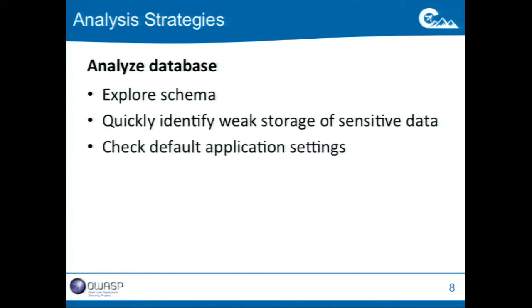So I'm going to be going through several analysis strategies that you can use when you're reverse engineering a large application like this and doing a deep pen test. The first one's very simple. Look at the database. The VM has a database server running on it. It's obviously Oracle. There's tons of applications on it, so look for weak storage of sensitive data and default settings, things like that.